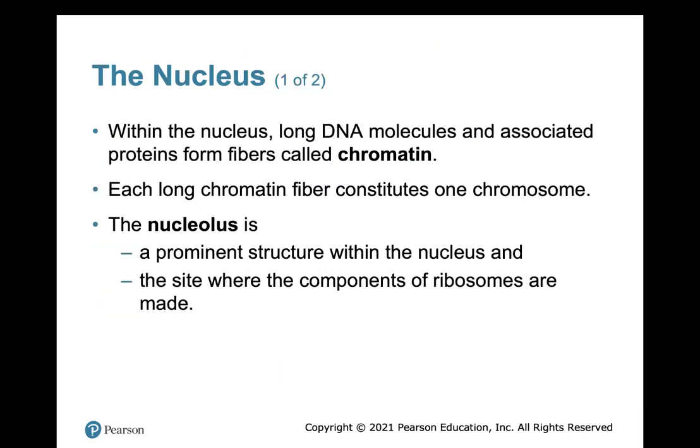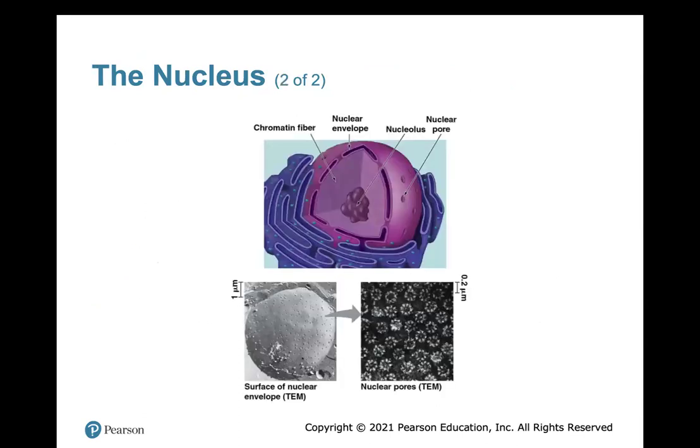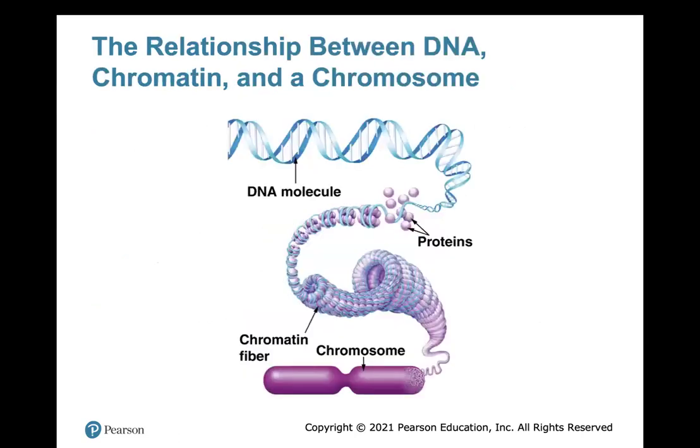The nucleus is the main command center inside the cells. It has long DNA molecules and associated proteins that form chromatin, and the nucleus is the site where the components of ribosomes are made. So there we see the nucleus, the main central player in the cell. And here is the DNA surrounded by proteins, making chromatin fibers and eventually forming the chromosomes, the genetic material.